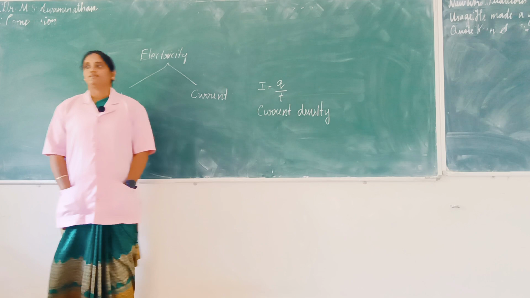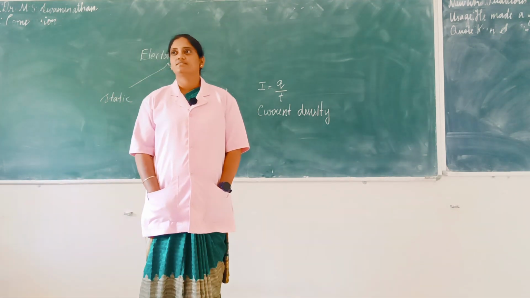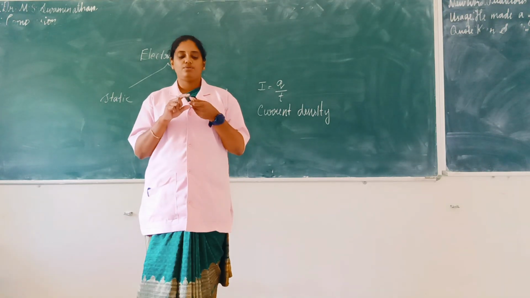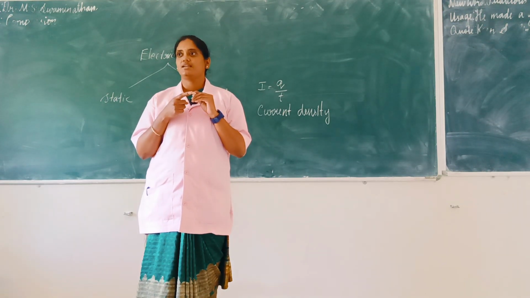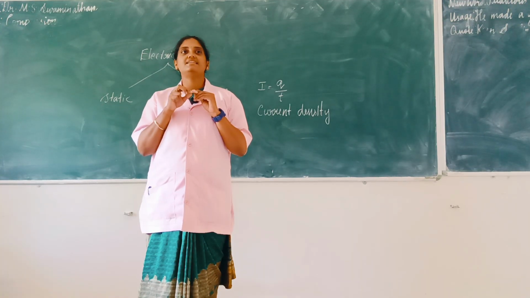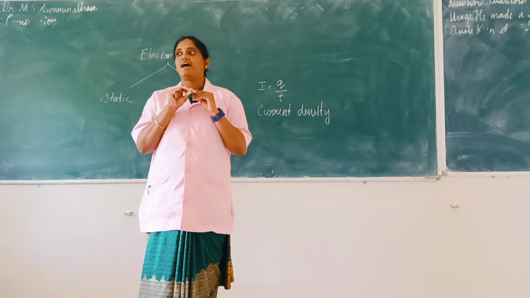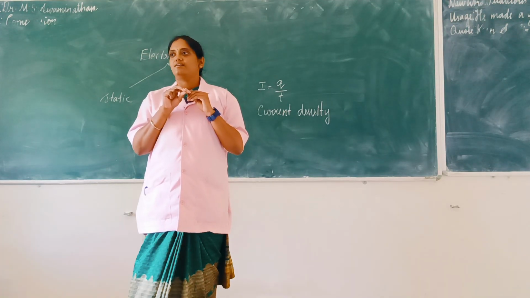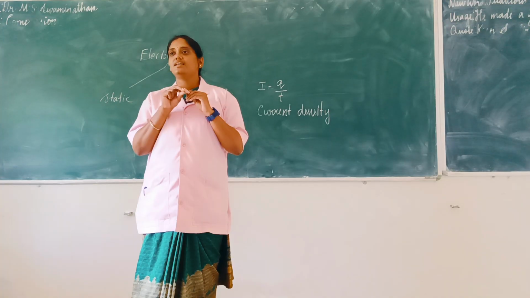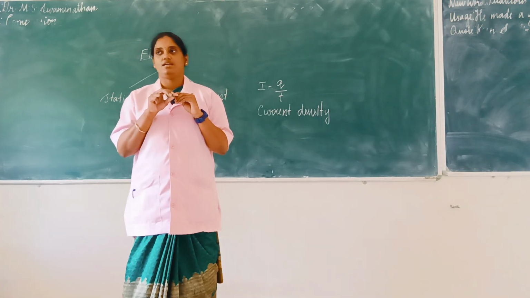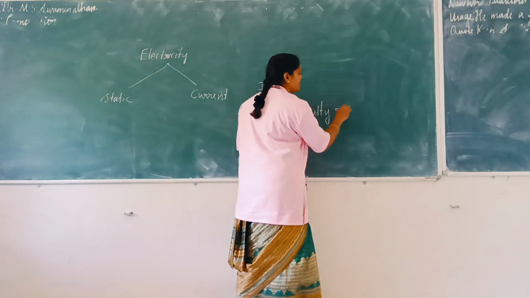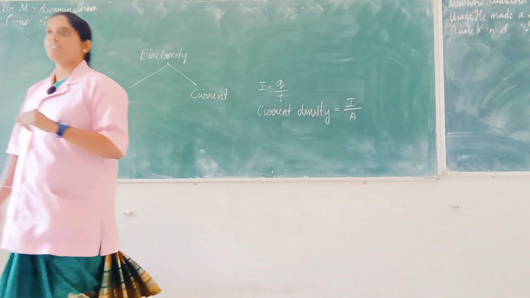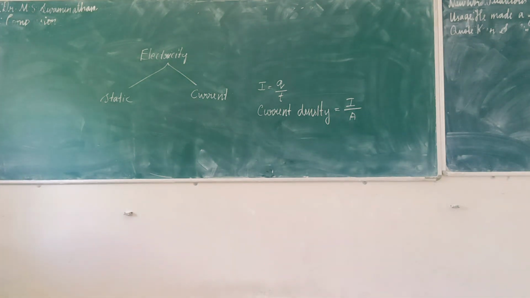Next is current density. What about this current density? Current per unit volt. Current per unit area. See, I told you that this is the cross-sectional area, isn't it? In this cross-sectional area, I'll consider a particular area and calculate the amount of charges in that. That is named as current density in a particular cross-sectional area. So that is given by I by A. Current in a particular cross-sectional area is given as current density.